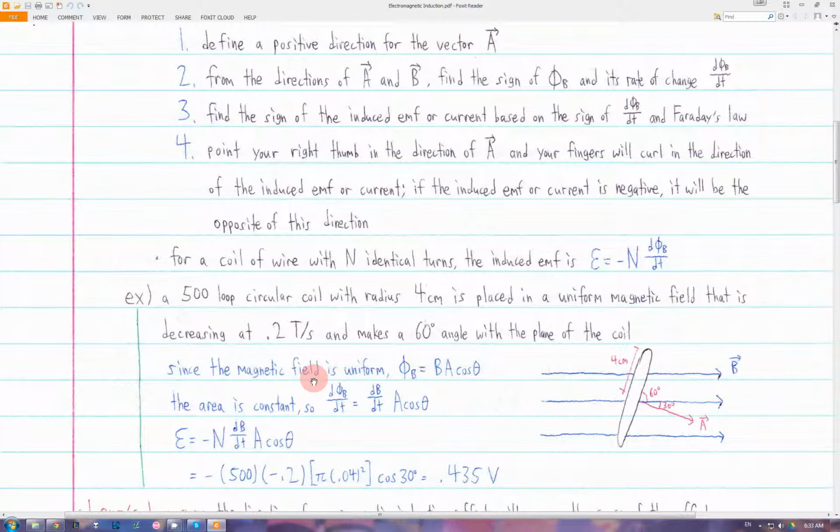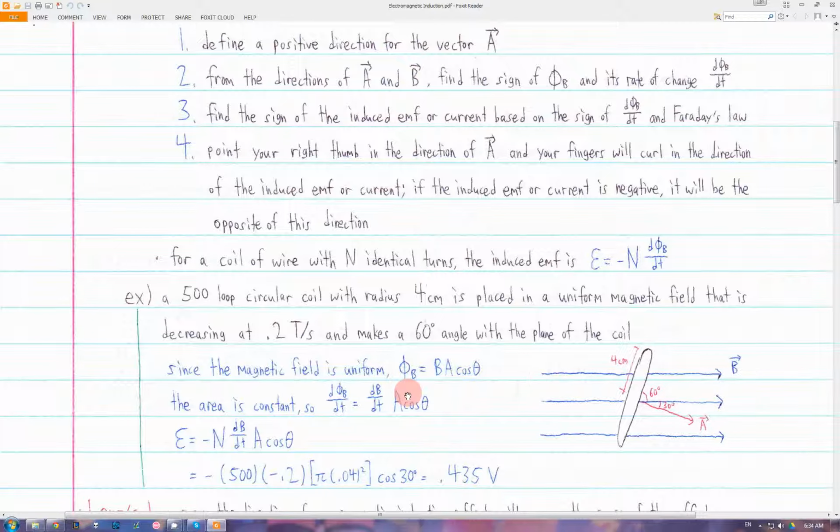So since the field is uniform, the magnetic flux we can write as BA cosine theta instead of the integral of B dot dA. And so by Faraday's law, we need to calculate the time derivative of the magnetic flux, which is the same thing as the derivative of BA cosine theta. And well, the area of the loop and cosine theta are both constant, so we can take them out of the derivative.